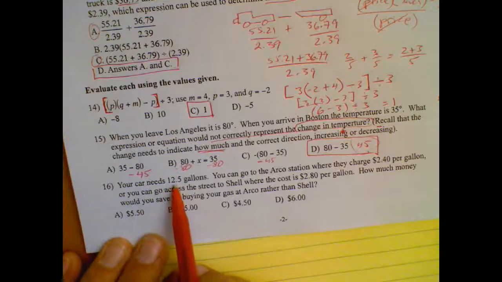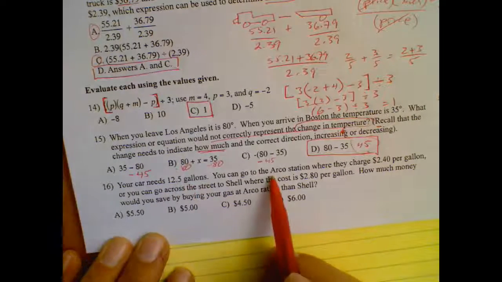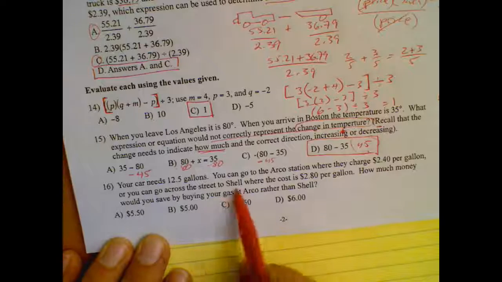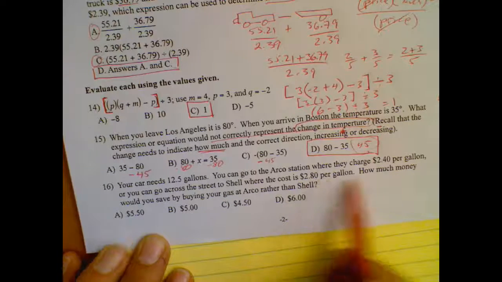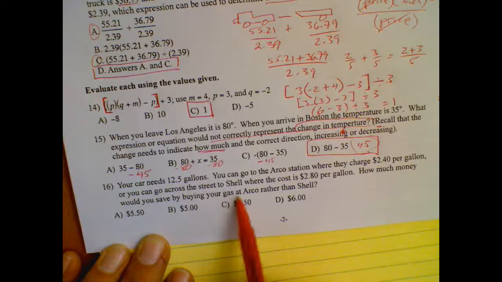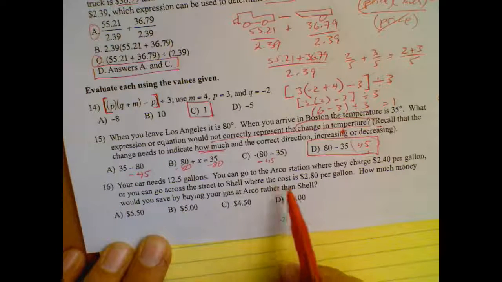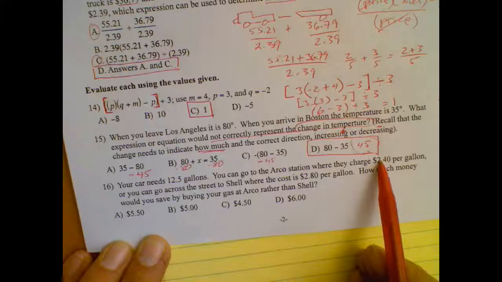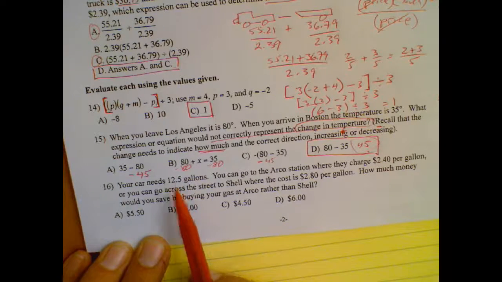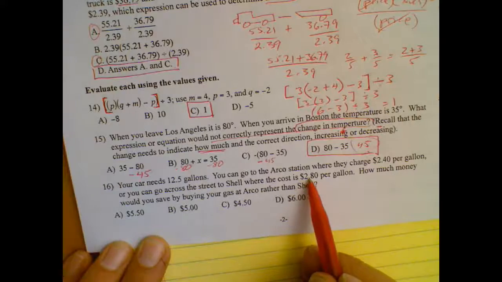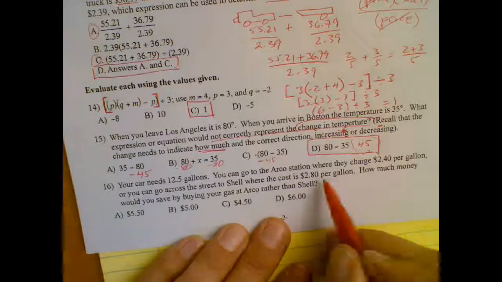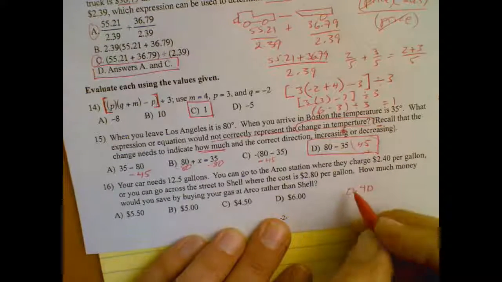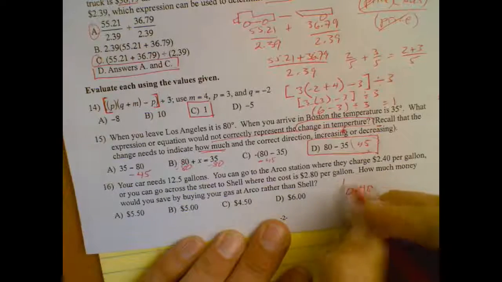Your car needs 12 5/10 gallons. You can go to the ARCO station where they charge $2.40 per gallon, or you can go across the street to Shell where the cost is $2.80 per gallon. How much money would you save by buying your gas at ARCO rather than Shell? Now I can find out how much I pay at ARCO by multiplying the 240 times the 12.5 gallons. And then I could do the same thing for Shell, find out how much I pay, and then subtract. Or I can find out what's the difference between the two, which is 40 cents, and I multiply that difference times 12.5 gallons.